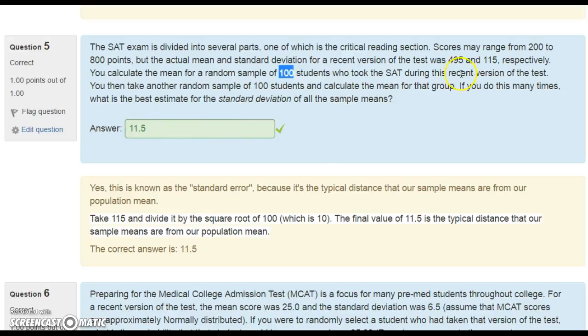Notice that that's much less than the original standard deviation. That distribution of sample means is much more squished together. It has much smaller variance than the original population.